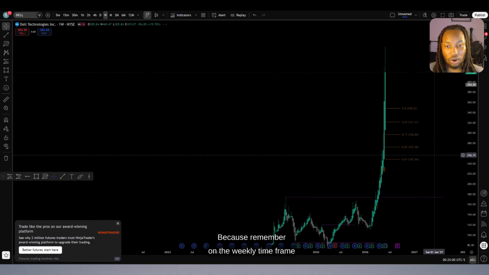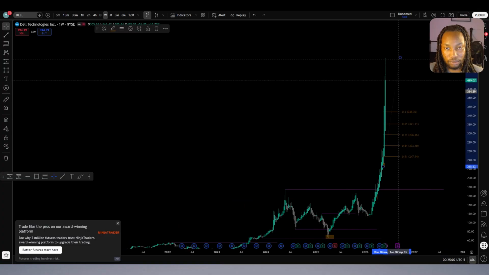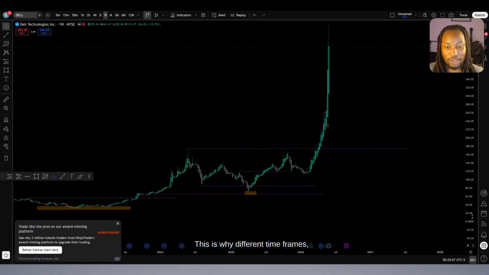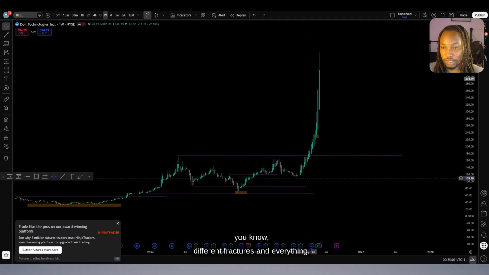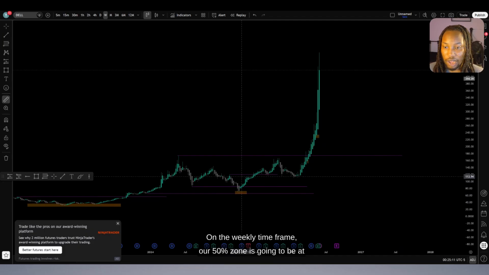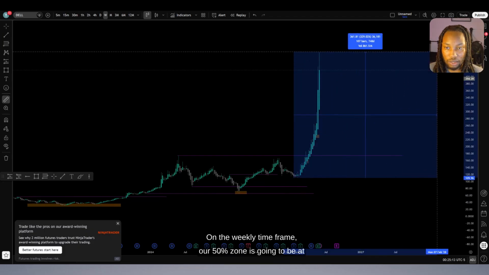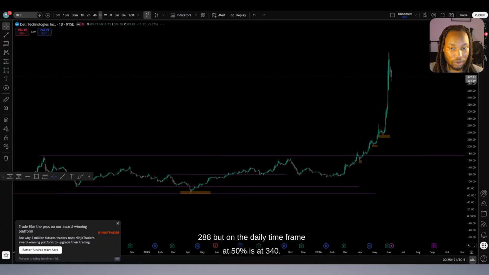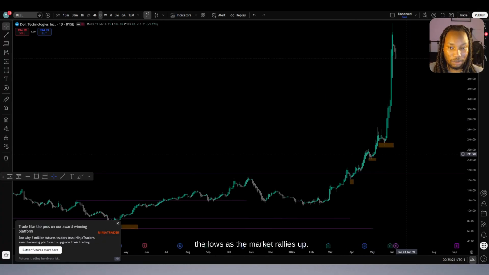Because remember, on the weekly time frame, a 50% zone is completely different. This is why different time frames, different fractals and everything. On the weekly time frame, a 50% zone is going to be at 288, but on the daily time frame, our 50% is at 340 something. You can see because we're using the lows as the market rallies up.